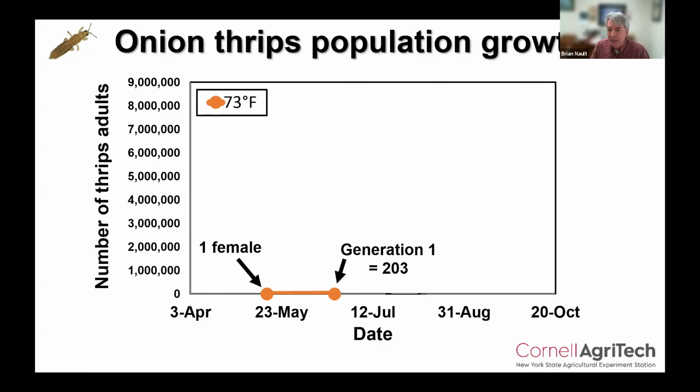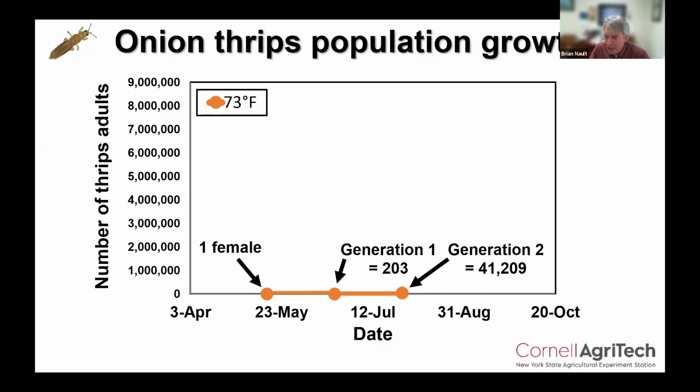So we know that 37 days later, that one female will produce 203 babies. Actually 270 eggs, but only 203 are going to survive. So 203 babies after that first generation. But those 203 females will each produce 270 eggs, but only 203 live. So basically 203 times 203 for that next generation. Now we're up to 41,209 thrips.